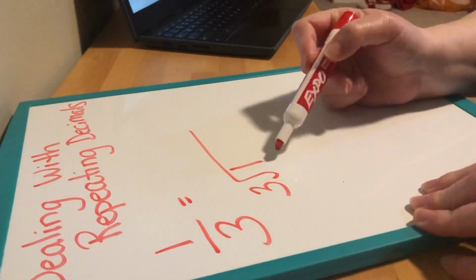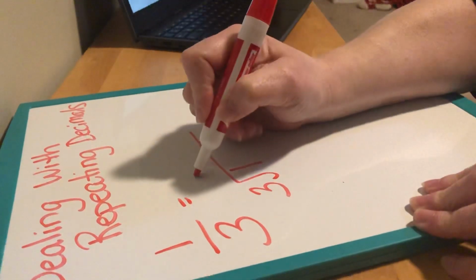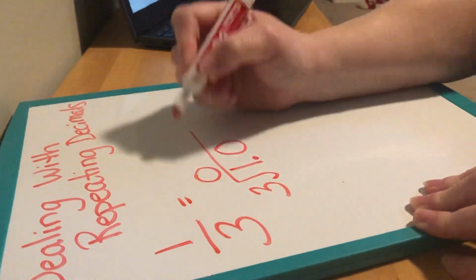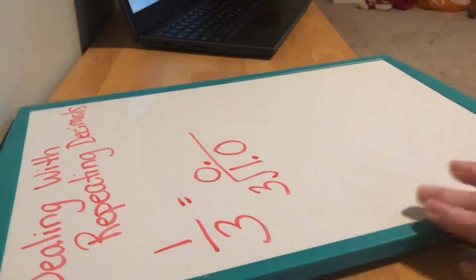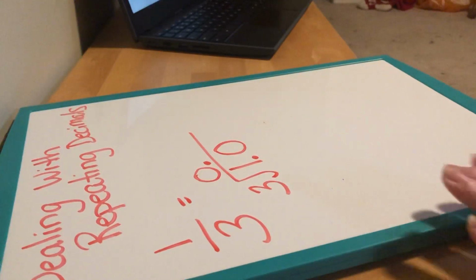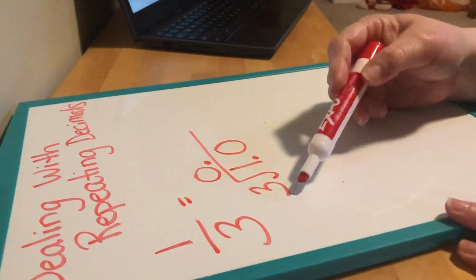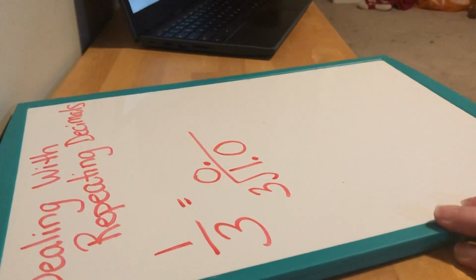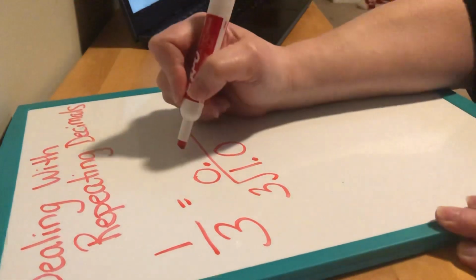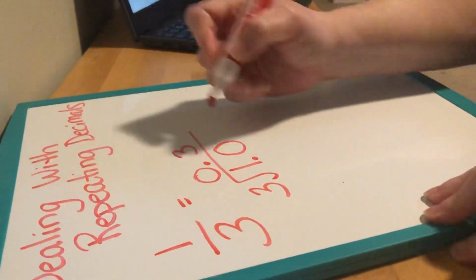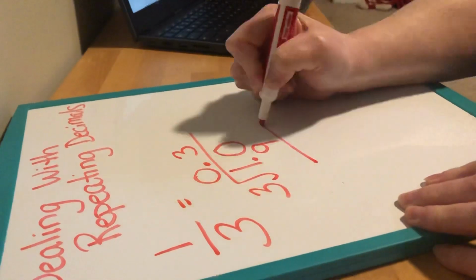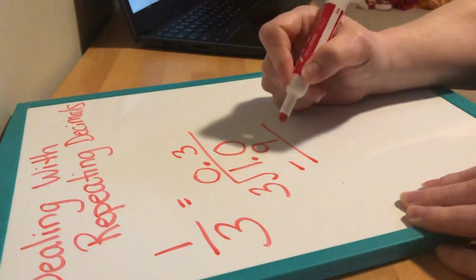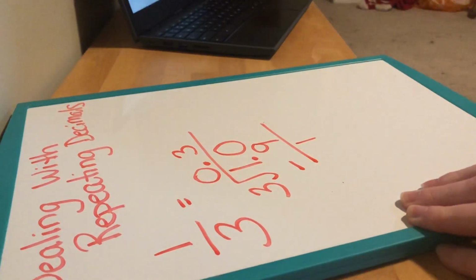How many times can 3 go into 1? It cannot. So I'm going to put a 0 up here. I'm going to put a decimal 0 and a 0 there. I'm going to put a decimal up on my answer so I don't forget. Now I'm going to look at this question and say, how many times does 3 go into 10? Or 3 times what is going to get me closest to 10? And I know that 3 times 3 is 9, which is as close as I'm going to get to 10. So I'm going to subtract. 10 take away 9 is 1.